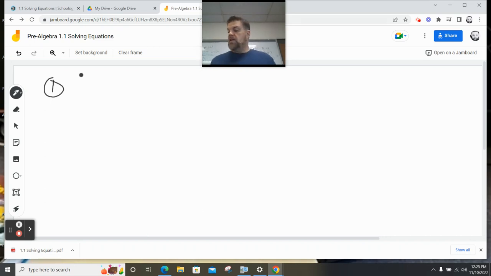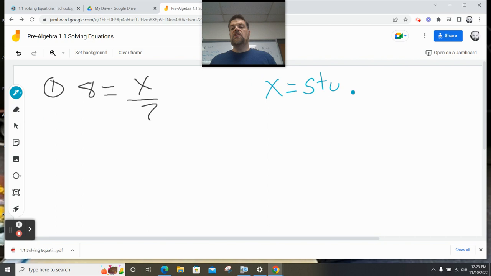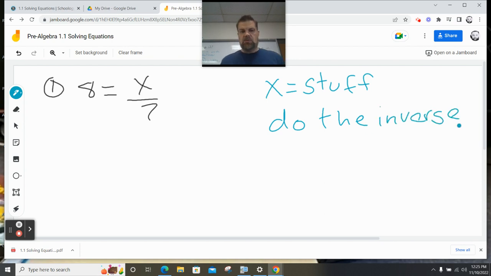Problem number 1 is 8 is equal to x over 7. Now, what I want to do is we always want to make it look like x equals some stuff. And the way that we make it look like x equals some stuff is we do the inverse. So, in other words, I want to move stuff away from the x, and I do the opposite of what's being done. And you've heard of PEMDAS, right?